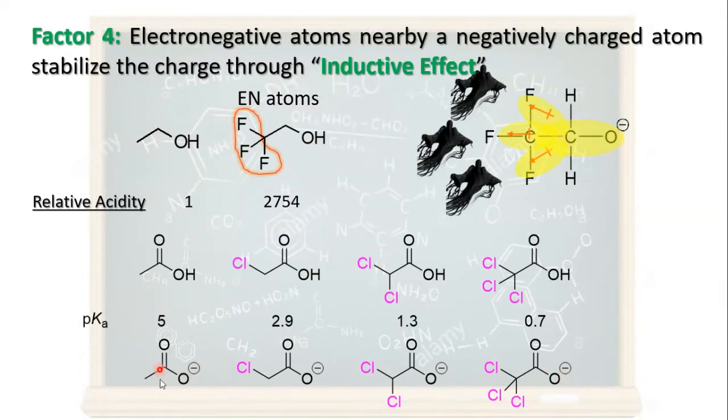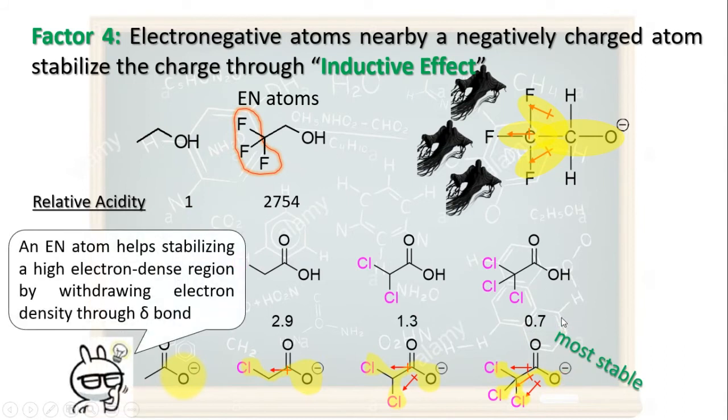If you compare to just the structure of acetate, this oxygen carries the weight of the negative charge by itself. Actually, not quite, it has resonance, but everyone else has resonance too, so that doesn't count here. Once it has one chlorine, chlorine pulls electron to itself and helps oxygen carry the weight of the negative charge. Two chlorines pull even more, and three chlorines even more. Now this guy is relatively a strong acid, the most stable, the strongest acid there. So an electronegative atom helps stabilize the high electron density region by withdrawing electrons through the sigma bond.